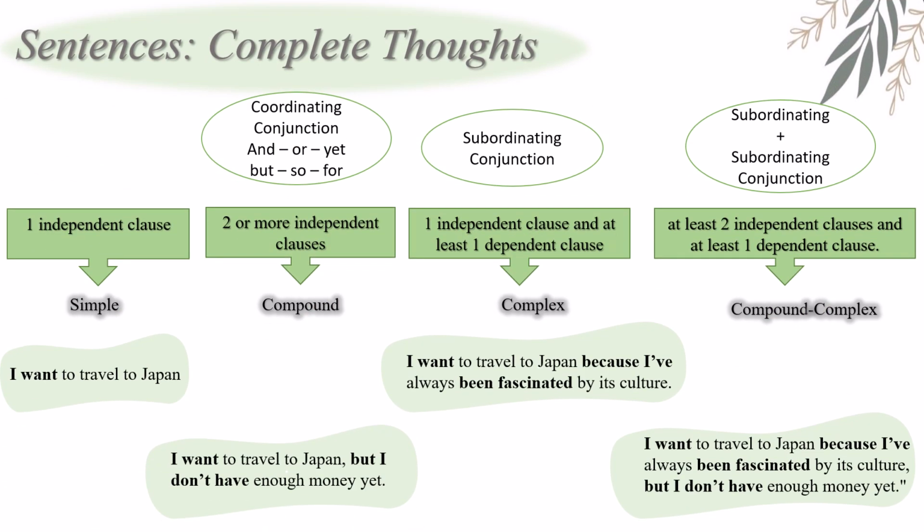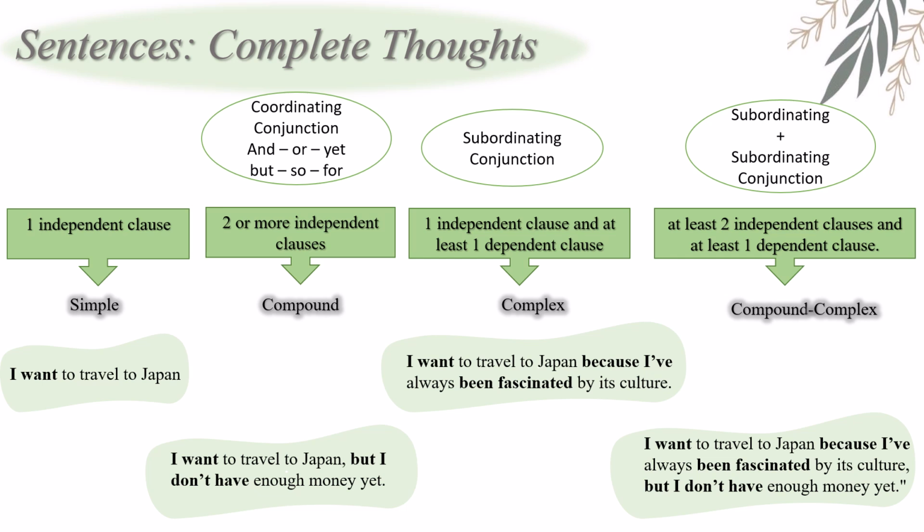And now we've arrived at the top of the structure, the sentence. So far we've explored the structures of phrases and clauses, but this is where it gets interesting, because the structure of a sentence depends on the number and type of clauses it contains. Let's break this down. So if your sentence consists of only one independent clause, then we would call it a simple sentence, such as, I want to travel to Japan.